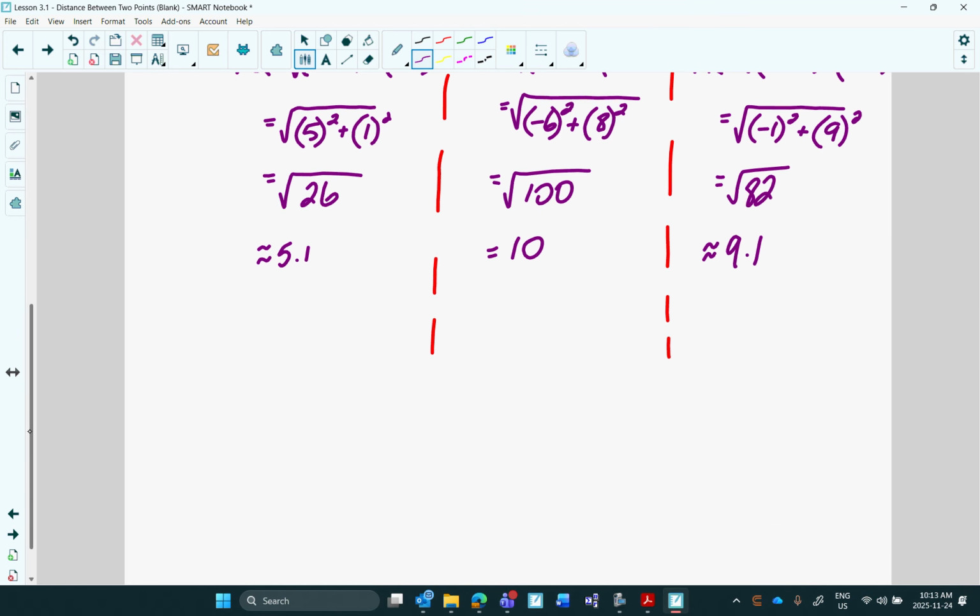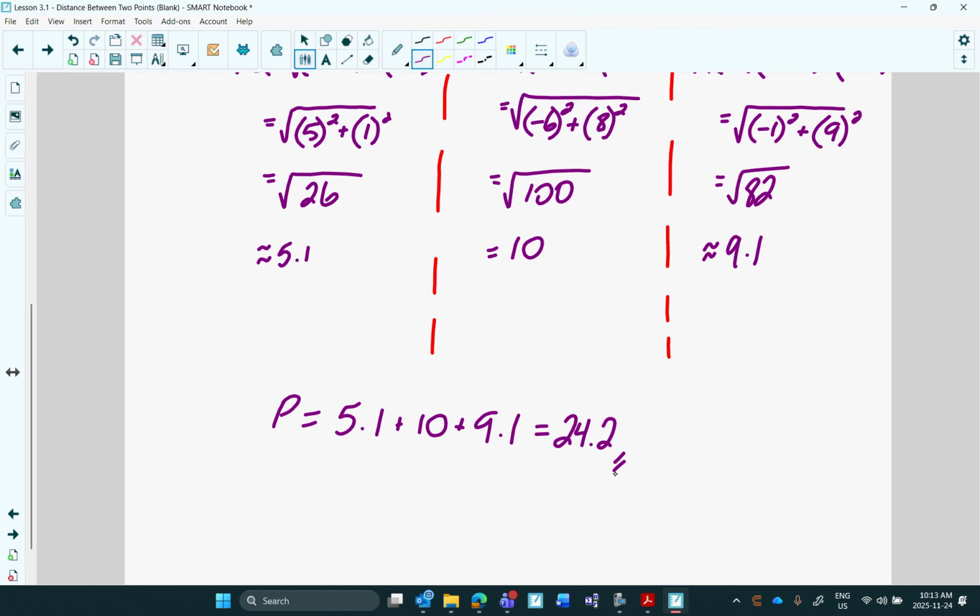Remember, we're asked to find the perimeter, so we got one more thing to do. How do I find the perimeter now that I know the 3 sides? Add them up. 5.1 plus 10 plus 9.1, 24.2. And there are no units, so we don't have to write units. We're done.